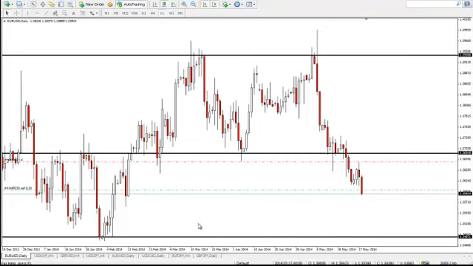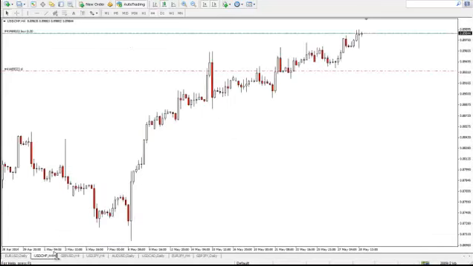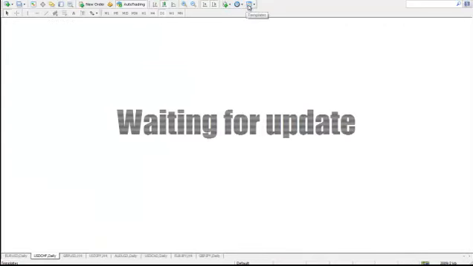Okay, let's talk about trend lines. So what are trend lines? We can look at a different market if you want to. So let's actually look at the Swiss franc. Let's go to the day chart and let's go clean.